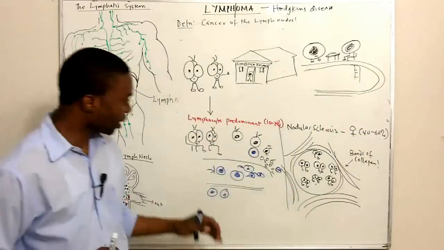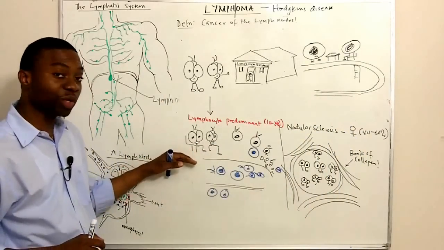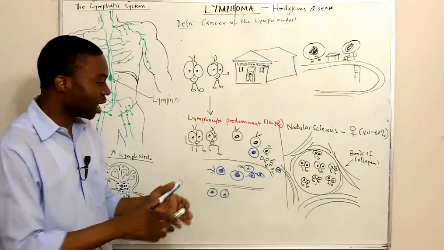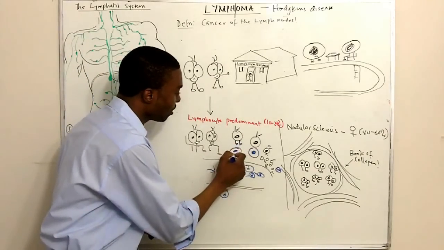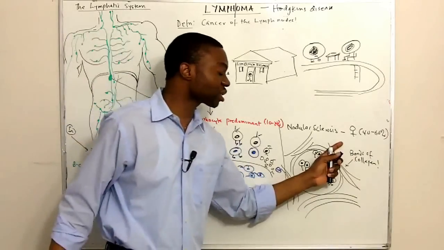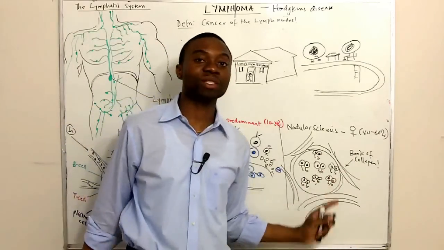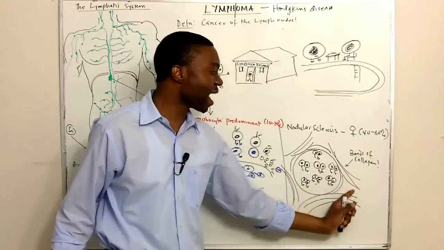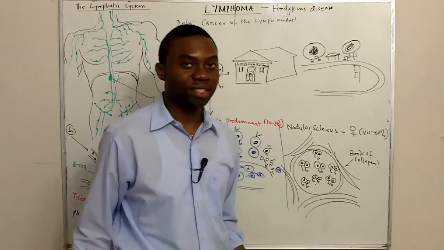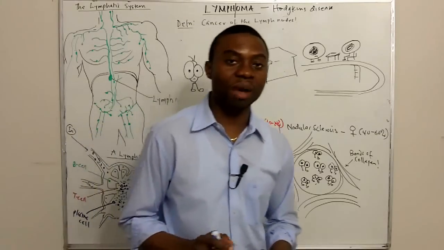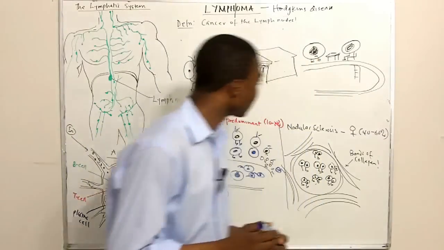So, look at the first time they came in, there were few Reed-Sternberg cells, and there were a lot of lymphocytes, right? But by the time you get to nodular sclerosis, you got all these Reed-Sternberg cells hanging out in the pool, and they have a band around them. That is the second histologic type of Hodgkin's lymphoma.